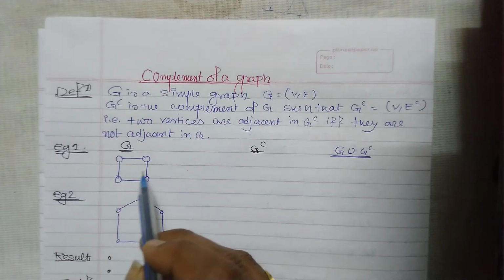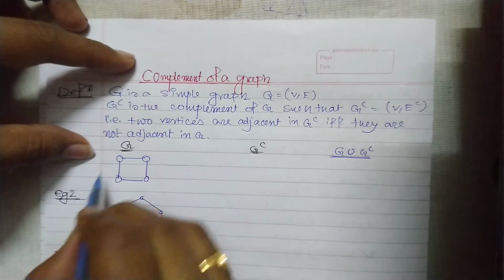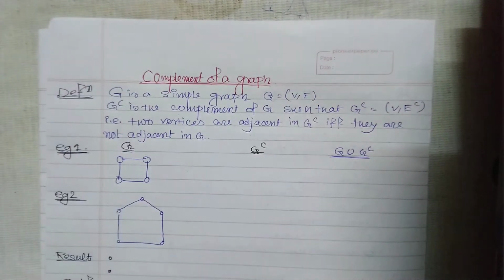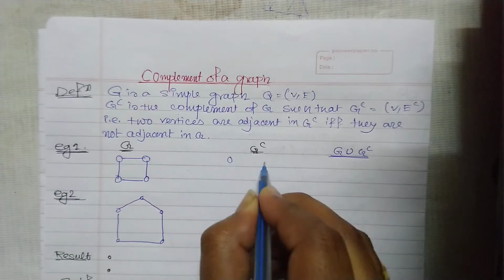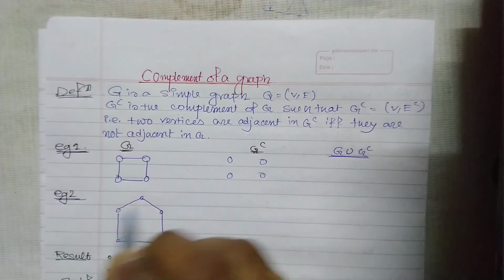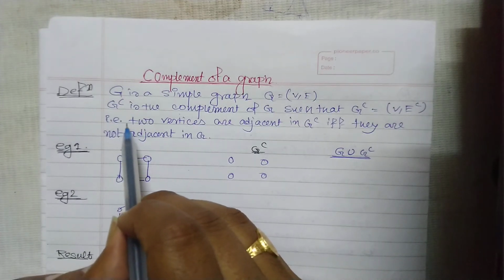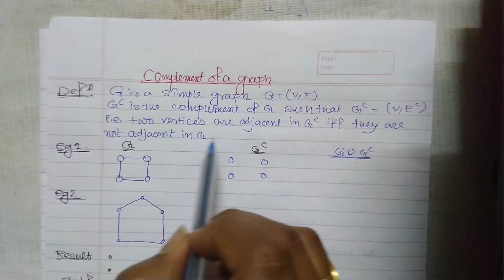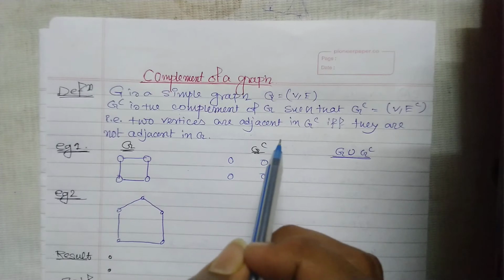Okay, so let us assume that this is the graph G. You can see this is a graph G with 4 vertices and 4 edges. What I have said is that the number of vertices will not change. So G complement has the same number of vertices as the original graph. So this is also having 4 vertices. Great. Now if we look at the definition, we can see that two vertices are adjacent in G complement if and only if they are not adjacent in G.